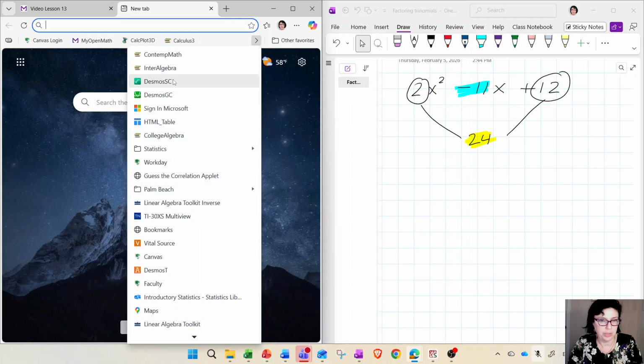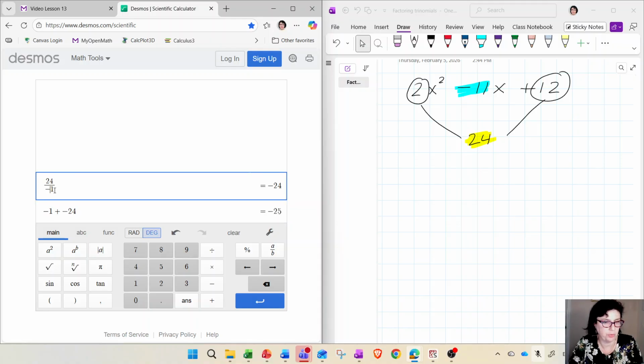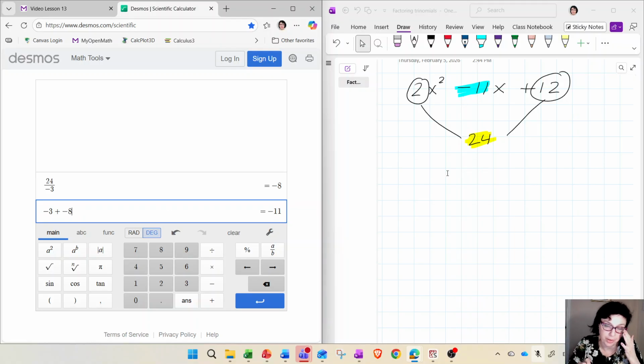Let's go to Desmos and multiply two numbers to give you 24, but one of them is negative. So let's divide by -1 first. -1 plus -24 is not -11, so that doesn't work. How about -2? So -2 and -12, that's -14. That does not work. How about -3? So -3 and -8, that gives me -11. So I am basically done with that.